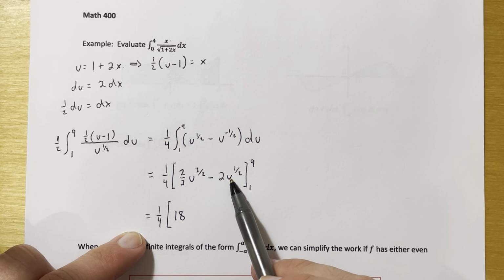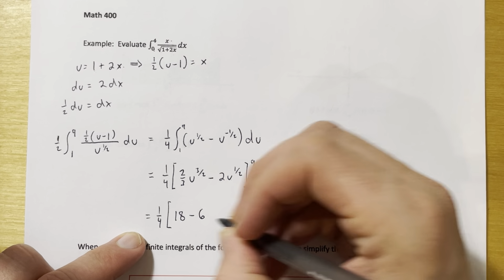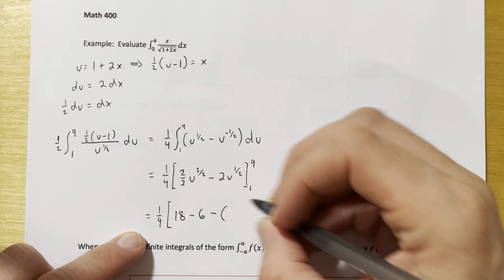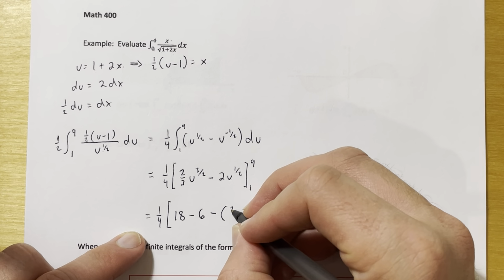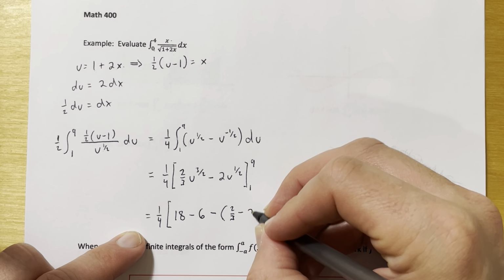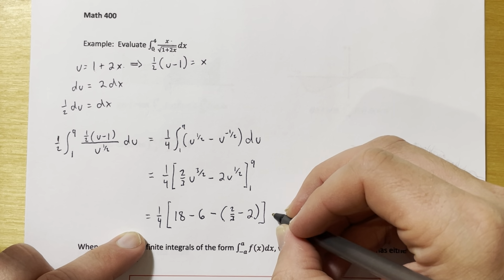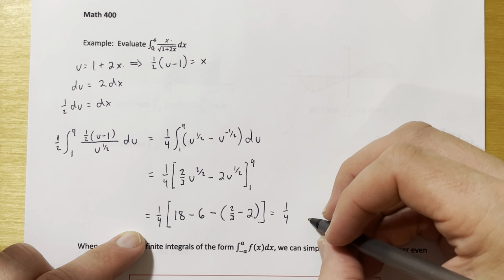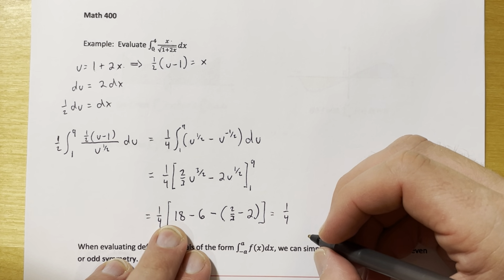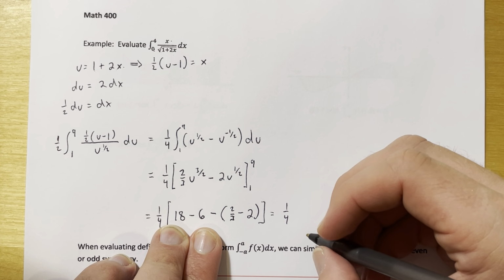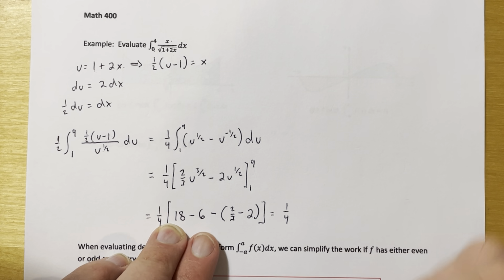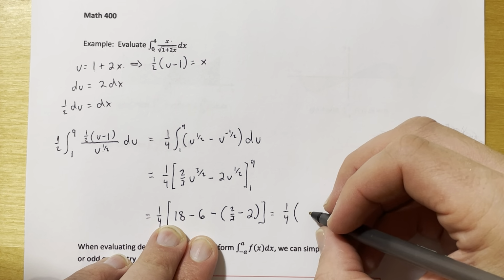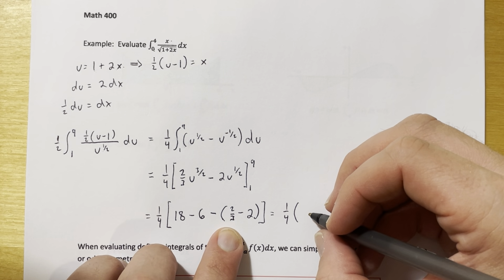And then here, minus 2 times 9 to the 1/2 power. That's 2 times 3, which is 6. Okay? Minus, plug a 1 in. If I plug a 1 into either one of these, I'm just going to get 2/3 here and 2 there. Okay? Which is equal to 1/4 times, let's see, 18 minus 6, which is 12. And then I have a negative 2, which is going to be like plus 2. 12 plus 2 is 14.